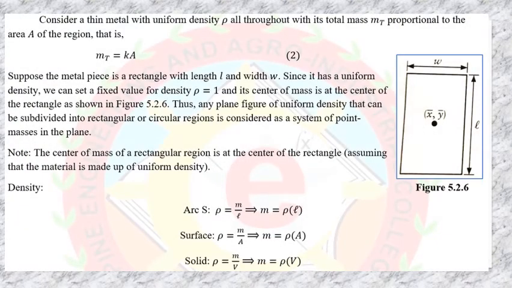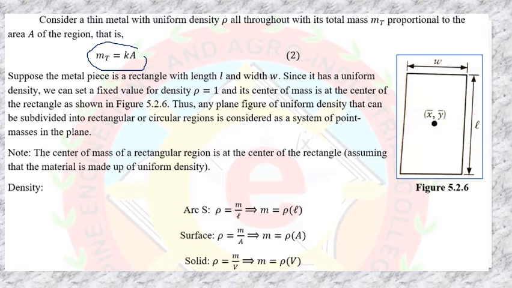Consider a thin metal with the uniform density rho. Ang pagkabasa nito is rho, all throughout with its total mass, m sub t, proportional to the area of the region. That is, total mass, or m sub t, equals k times the area. Okay, suppose the metal piece is a rectangle with length L. Okay, ito yung length L niya.